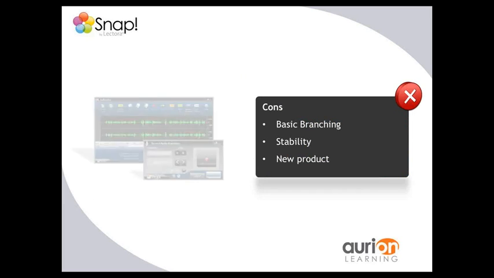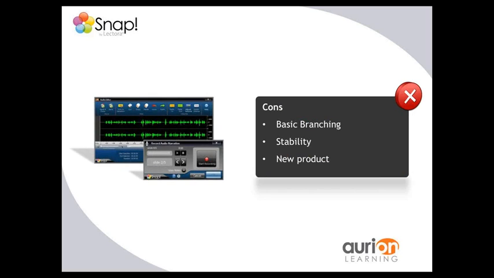The major cons of Snap would be, firstly, its branching. The way it branches content is very, very simple. You basically have the ability to set up a button that skips you to a certain part of your e-learning course and then plays on from that. It's nothing near as robust as the likes of Storyline when it comes to branching of content.